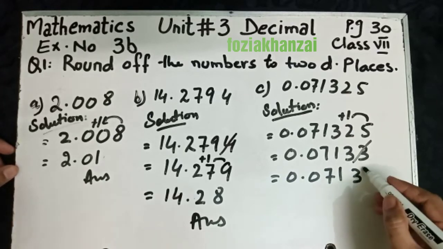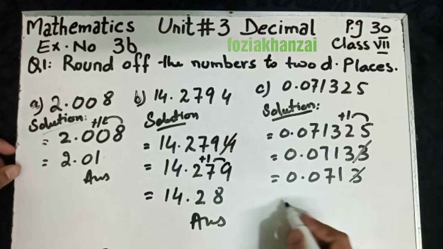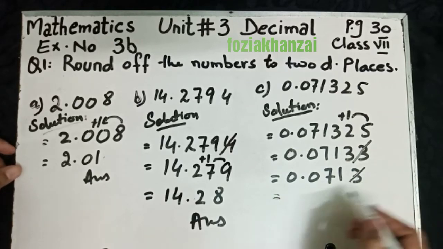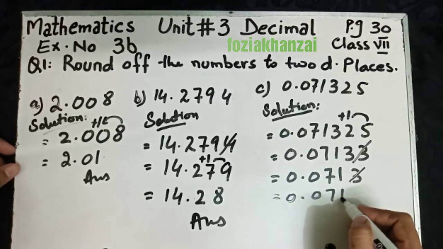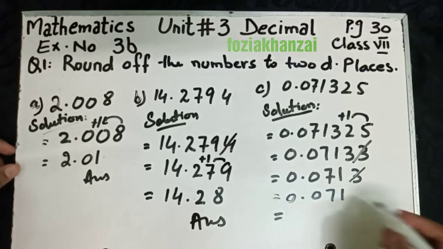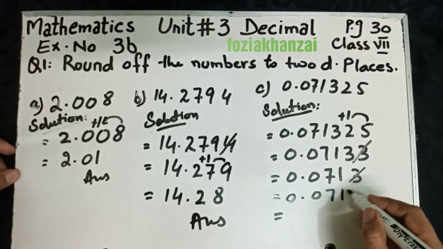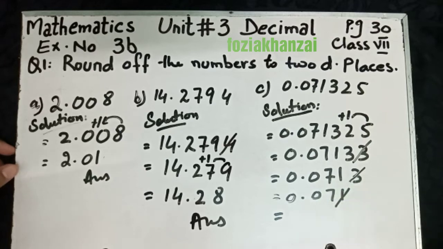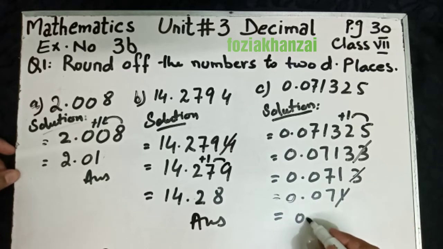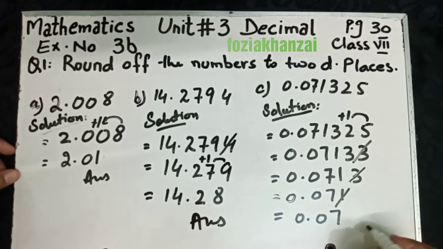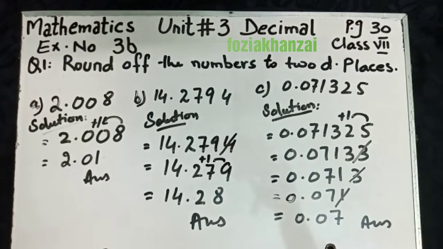Now this 3 is less than 5, so skip this number 3. Now we copy 0.071 in the next step. Now again 1 is less than 5, so cancel this one. After skipping 1 we write 0.07. Okay, the question is 2 dp, so after the decimal we have 2 digits. 0.07 would be the answer of part C.